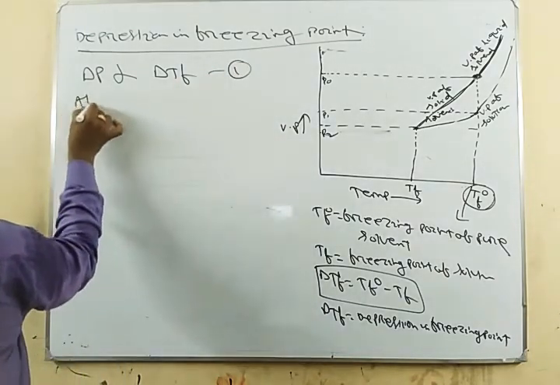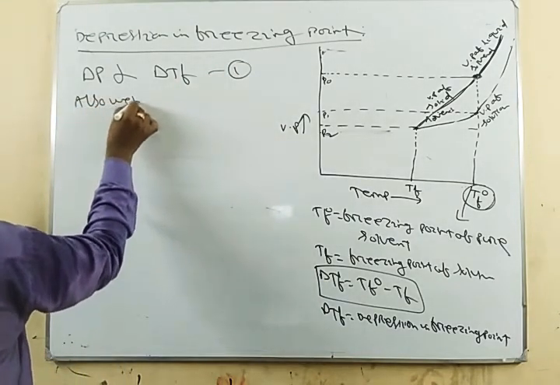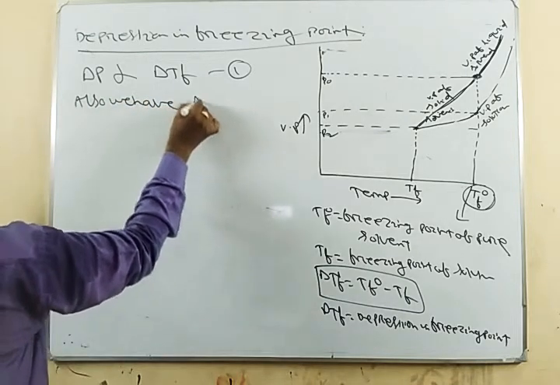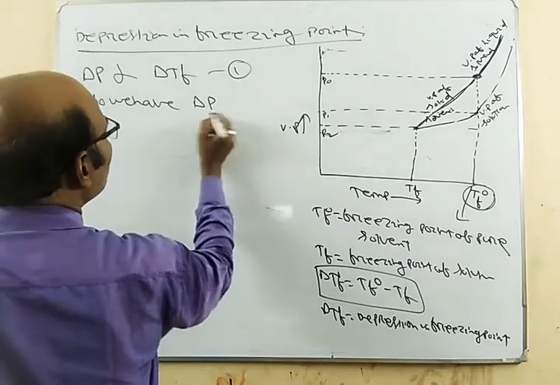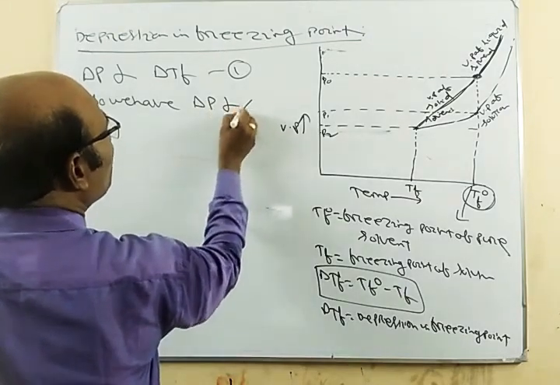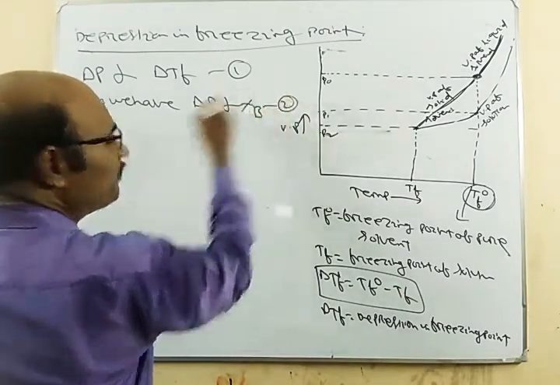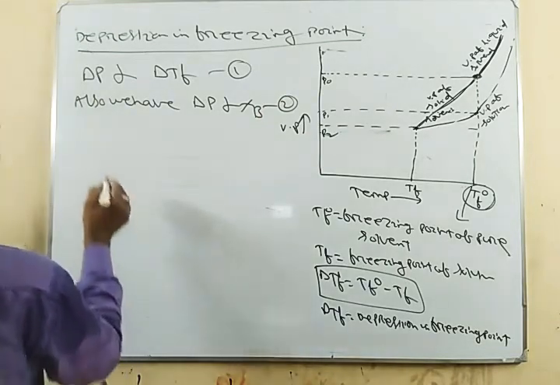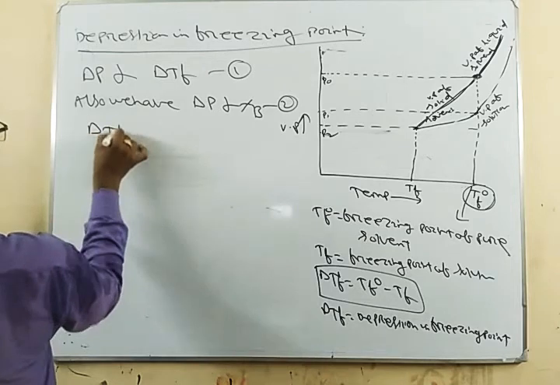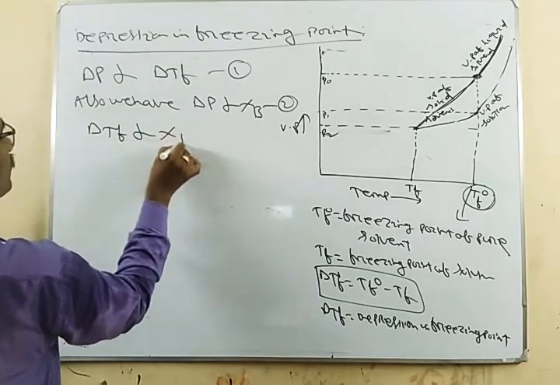Also we have delta P proportional to what, XB. Already we discussed this in the elevation in boiling point. The same thing you can repeat again. Now delta Tf proportional to what, XB.